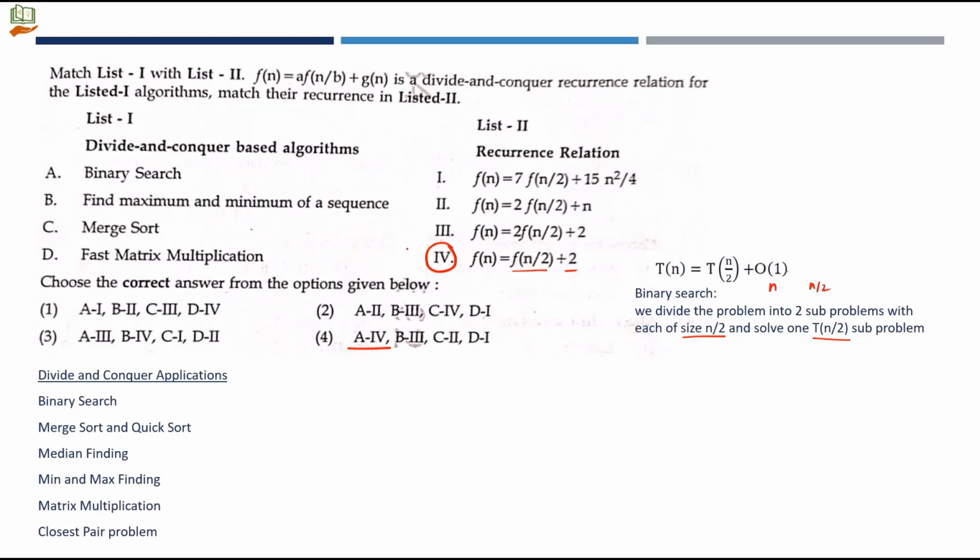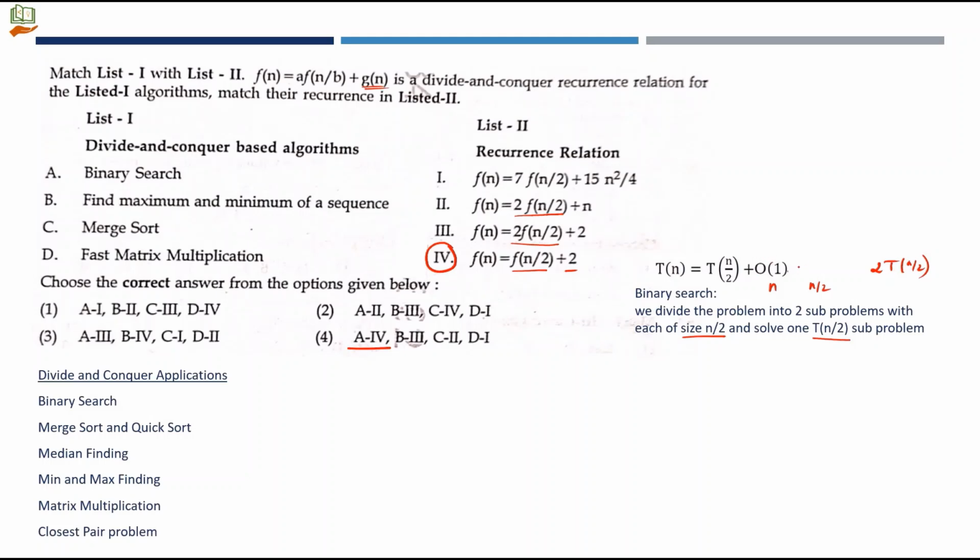Finding maximum and minimum of a sequence. While finding the maximum of a sequence, you have to travel in a similar way, t of n by 2. While finding the minimum of a sequence, you go the same way, so we can take it as 2 into t of n by 2. In that case, we can equate it to 2 of the options here: 2 into f of n by 2 and 2 into f of n by 2. So even while searching for a particular maximum or a minimum number, you will end up with big O of one complexity only.